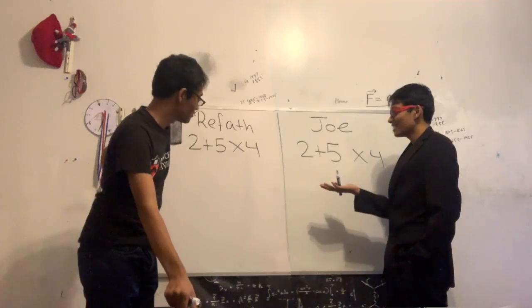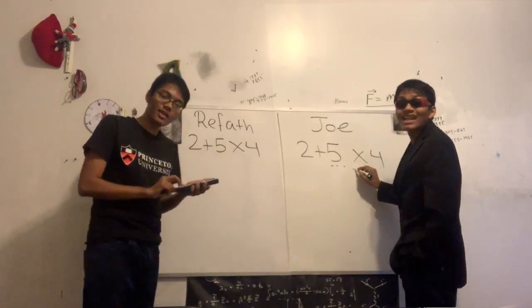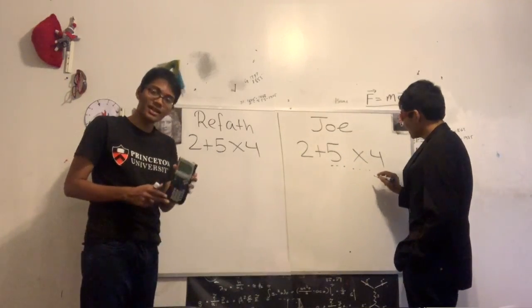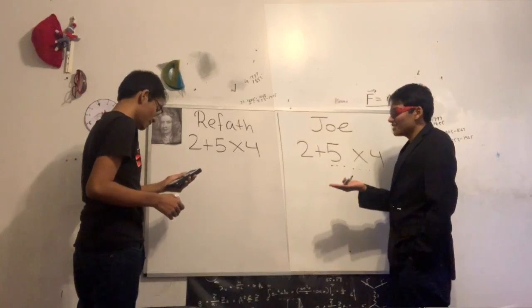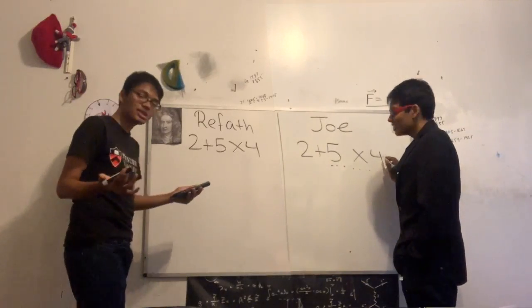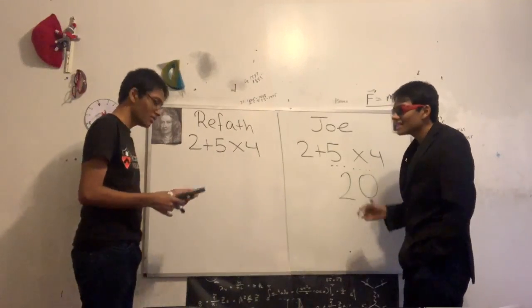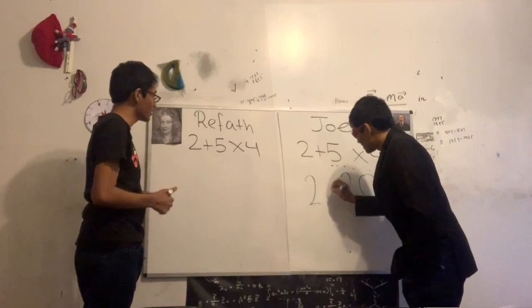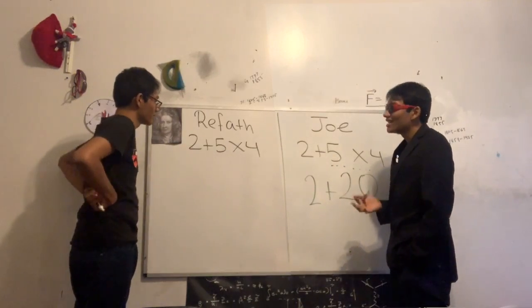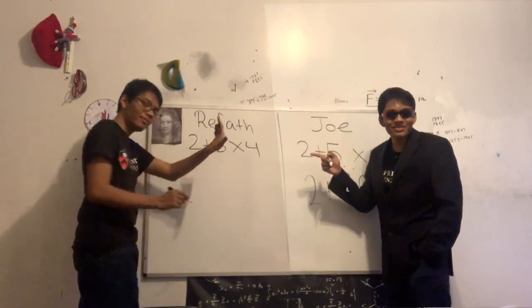What are you doing, man? It's kind of common sense, right? I'm gonna do it my own way. Multiplication first, right? 5 times 4. I even look cooler than him. You look like homeless, man. 5 times 4 gonna give me 20. Okay, and then I'm gonna add 2 to it. 2 plus 20 is gonna be 22. I even got it faster than you. You see how much faster I am than him?